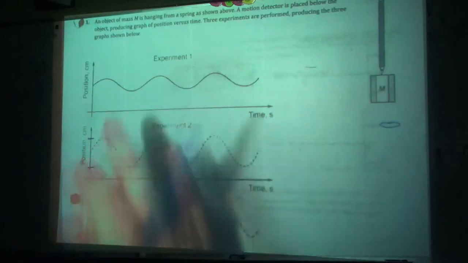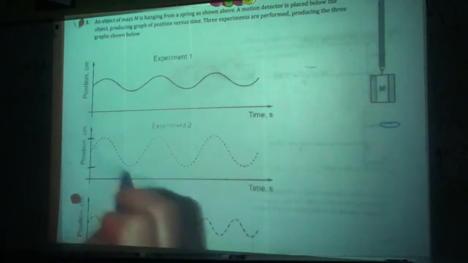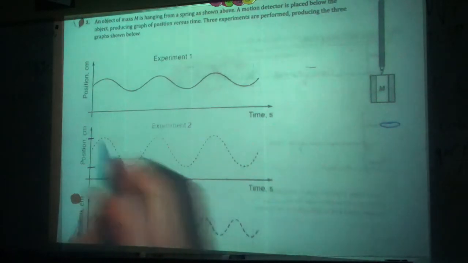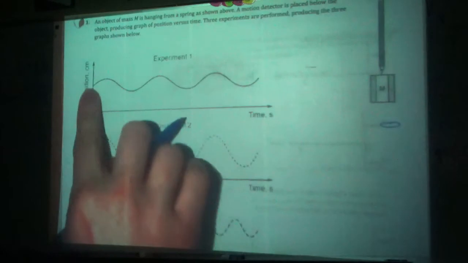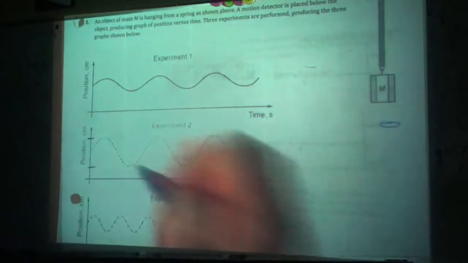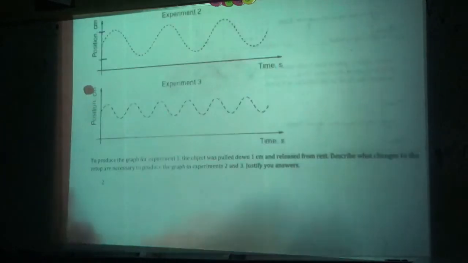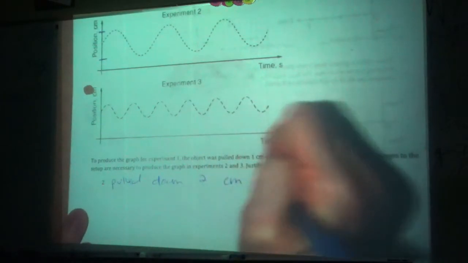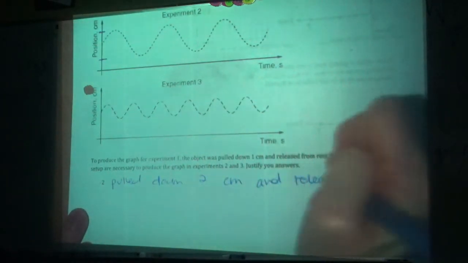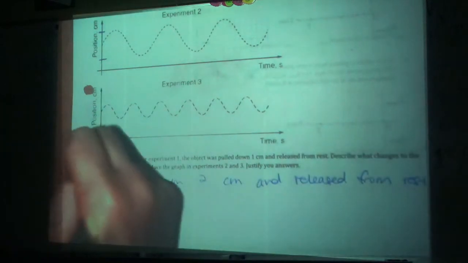But what it's telling me directly is just that you have a greater position as it goes up and down. So instead of being pulled 1 centimeter like this, now it's being pulled down 2 centimeters, and released from rest. And then it kept the exact same period.